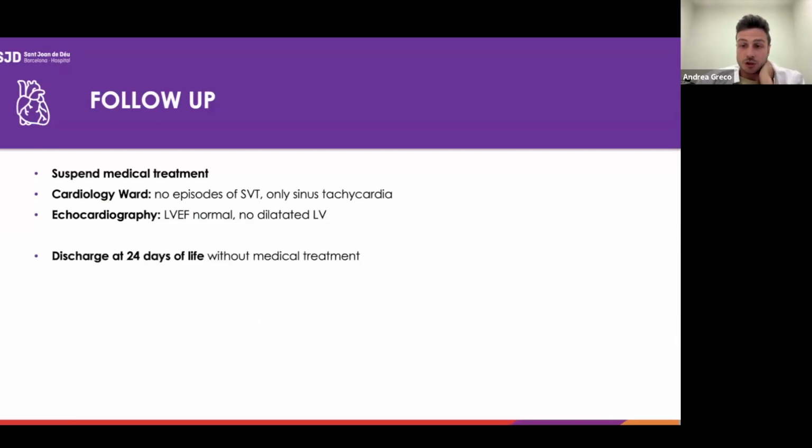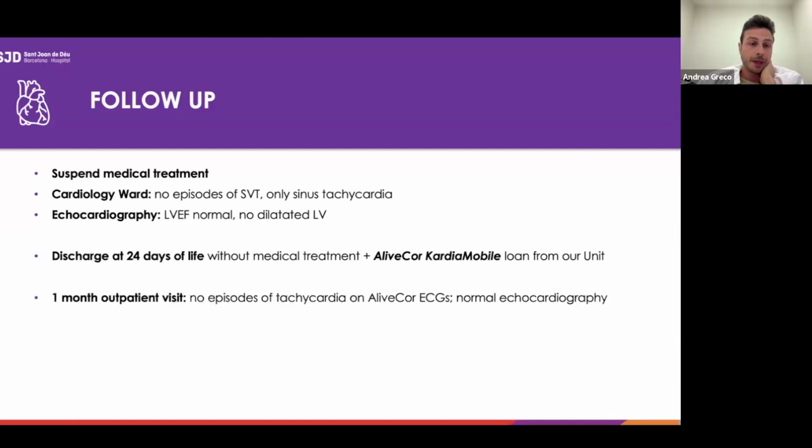And we decide to discharge the patient at 24 days of life without medical treatment and with a 1 lead ECG, a KardiaMobile loaned from our EP unit. And at the follow-up of 1 month outpatient visit, we have no episode of tachycardia on the ECGs sent by the parents, and we have a normal echocardiography.